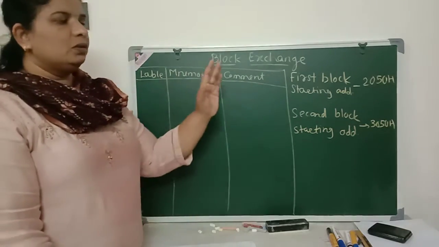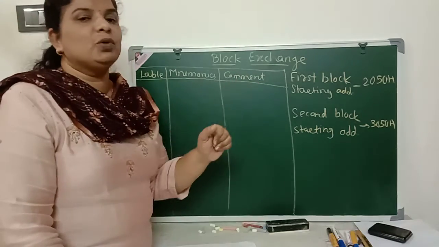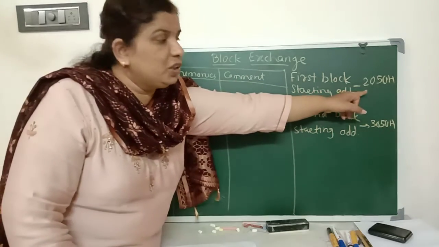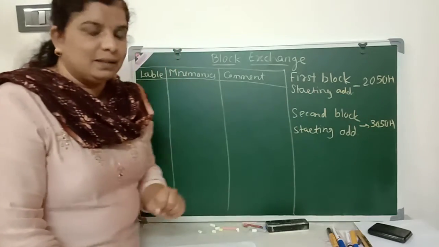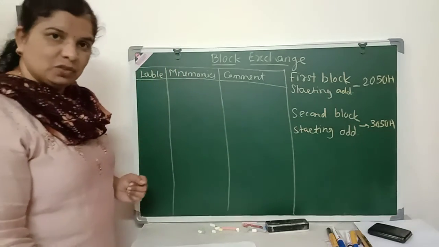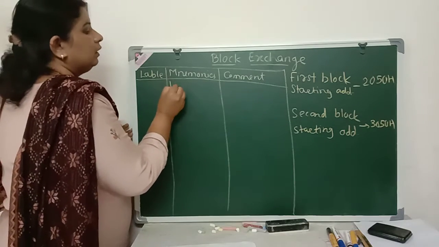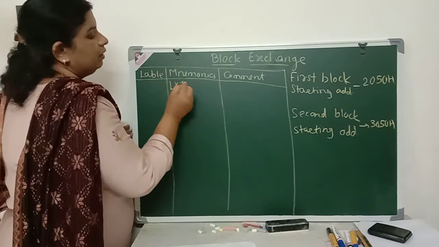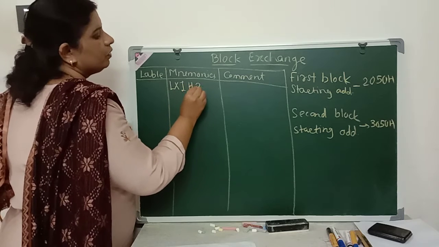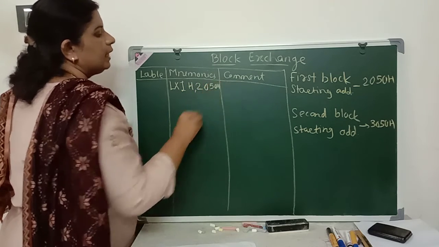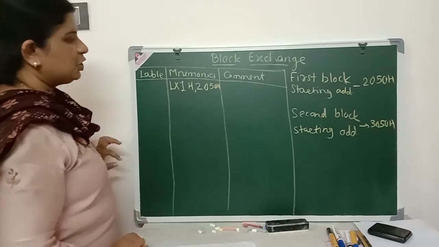During the explanation I told you that the first thing we have to do is set the memory pointers for these two starting addresses. As we have seen in the case of block transfer, here also we are going to use the HL pair. So I will write LXI H, comma, 2050H.